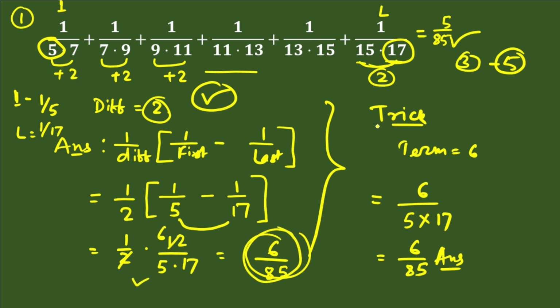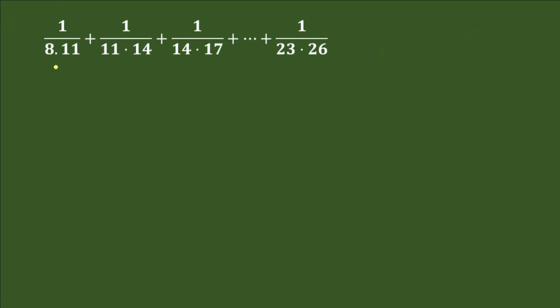Now for the trick, so that we can calculate it in 2 seconds. Here we'll have to count how many terms there are. Here it is 6 terms, so we write 6 divided by the denominator of the first term, 5, multiplied by the denominator of the last term, 17. It is 6 by 85. So the answer is 6 by 85. Now moving to the next question. In these questions we also have series and we'll have to find the value of this series.